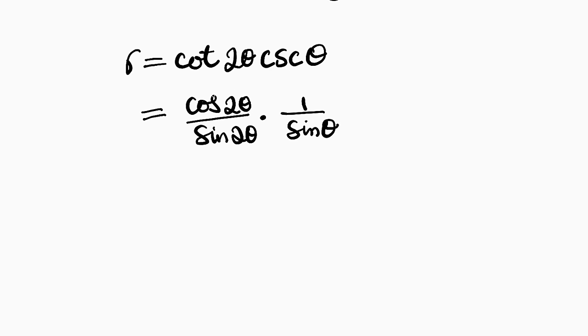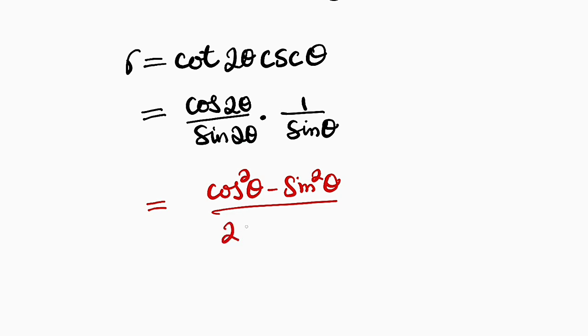All right, this is a double angle for cosine, which we know is the same thing as cosine squared theta minus sine squared theta. Divided by the double angle for sine, which is the same thing as 2 sine theta multiplied by cos theta. But we still have 1 divided by sine theta here.